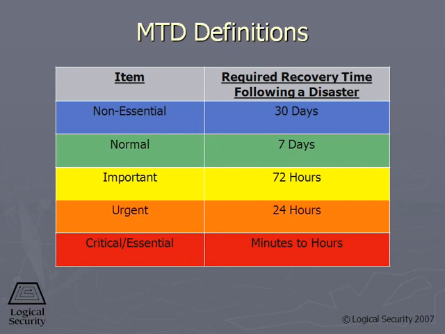So it would be a good idea for the exam that you know the correlation: non-essential would mean that the resource needs to be up in 30 days. If it falls in the category of important, then it needs to be up in 72 hours. If it's urgent, it needs to be up within 24 hours. So it'd be a good idea to know those categories and the times equated to them.